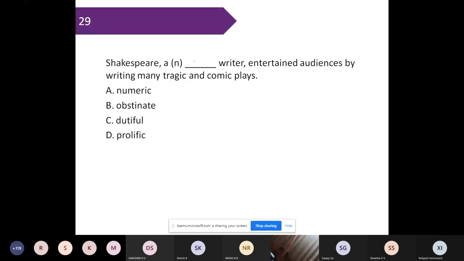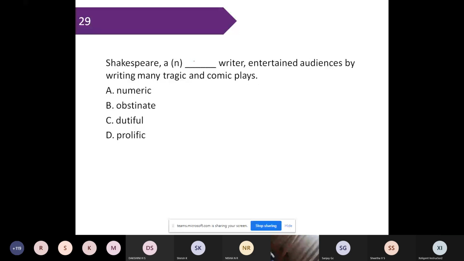Okay, versatile. Versatile is the correct guess word which we can have because he's a pro in writing tragic as well as comic plays. If you take numeric, that is in numbers, that's not the answer. Obstinate is stubborn. Dutiful is being responsible. Prolific is the correct answer. That is creative. Shakespeare is a prolific writer, entertained audiences by writing many tragic and comic plays. So the correct answer is option B.